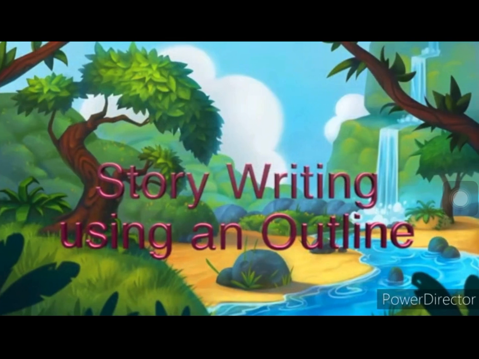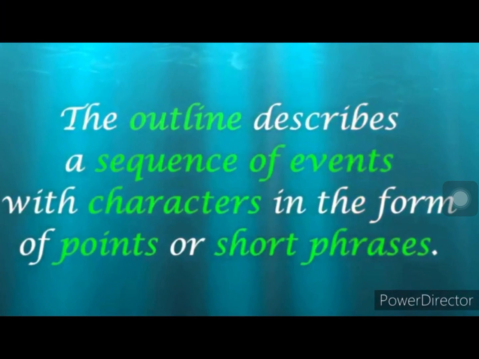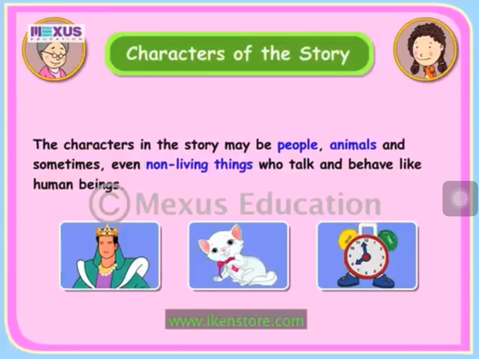Story writing using an outline, children. Story writing is given in unit 4 in the material. Let us go through that also. The outline describes a sequence of events with the characters in the form of points or short phrases. So you will get an idea by going through that. Complete sentences will not be there. Short phrases will be there.